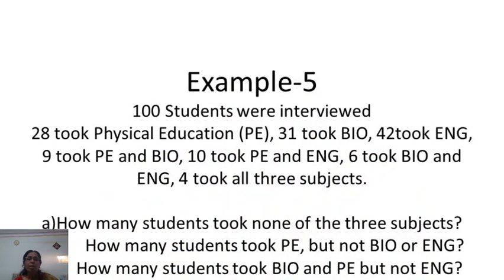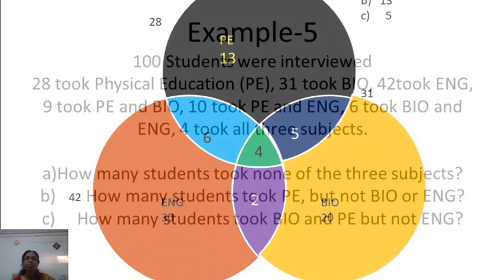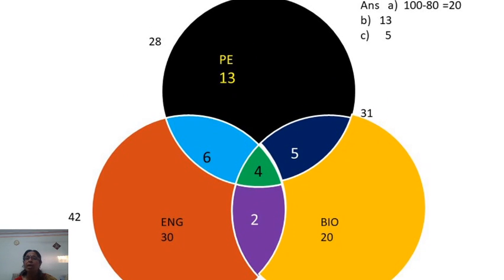Then what is B? How many students took PE but not bio or English? Here we have to calculate the students who took only the physical education subject. Only this black part shows the students who are taking physical education. So these students are 13. So the very quick answer we get here, 13 students took physical education.